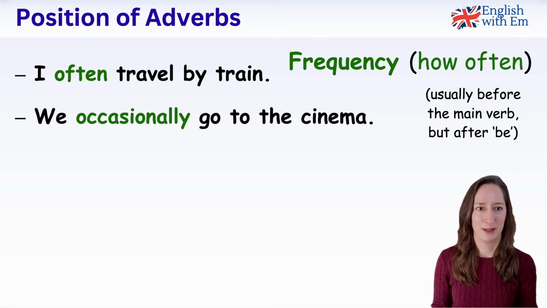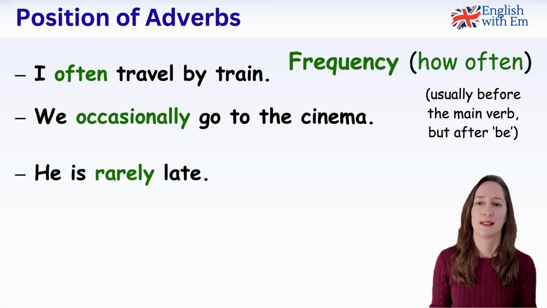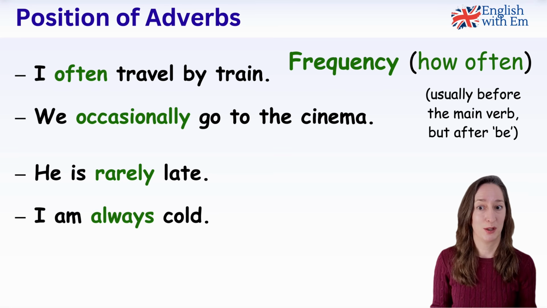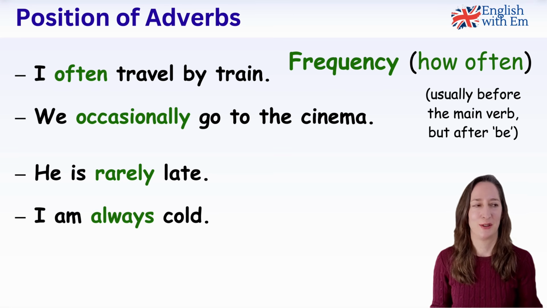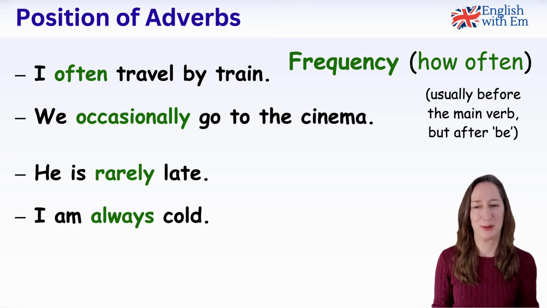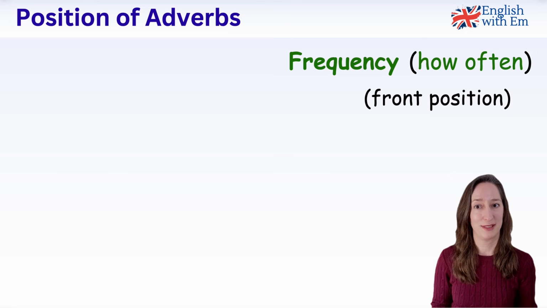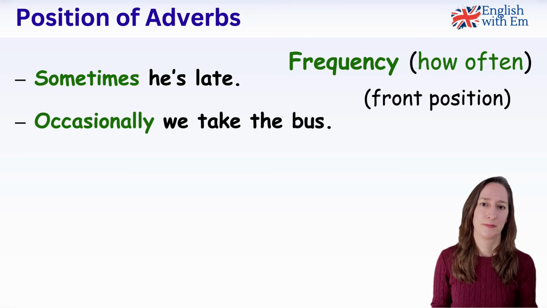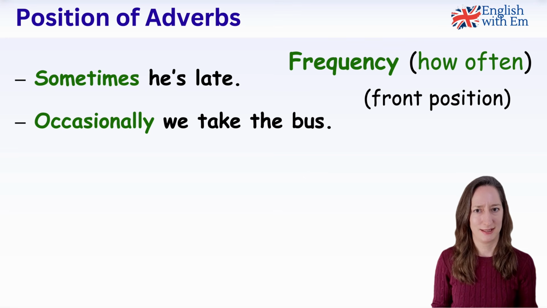Let's see a couple of examples with the verb to be. He is rarely late. So we don't say he rarely is late. He is rarely late. I am always cold. This is true. I am always cold, not I always am cold. Now, some of these adverbs can be used in front position. Sometimes he's late. Occasionally, we take the bus.